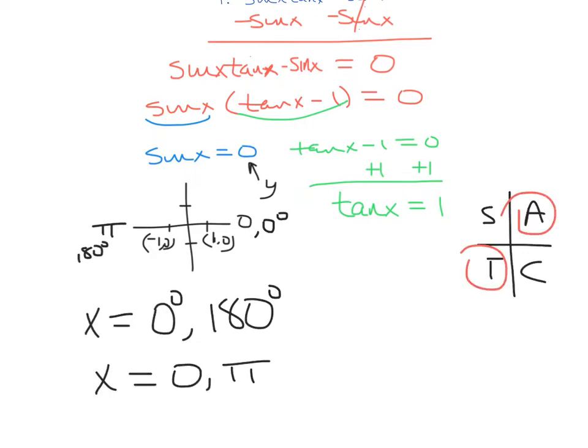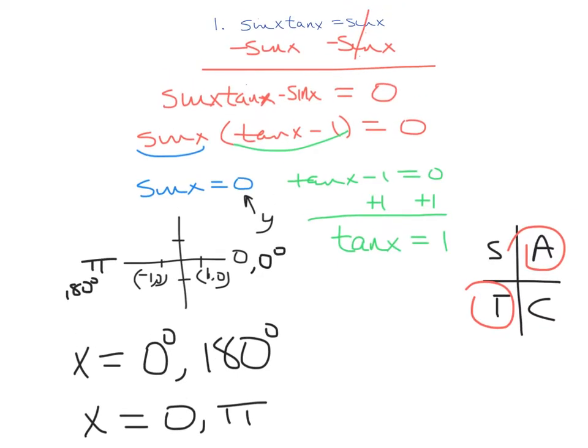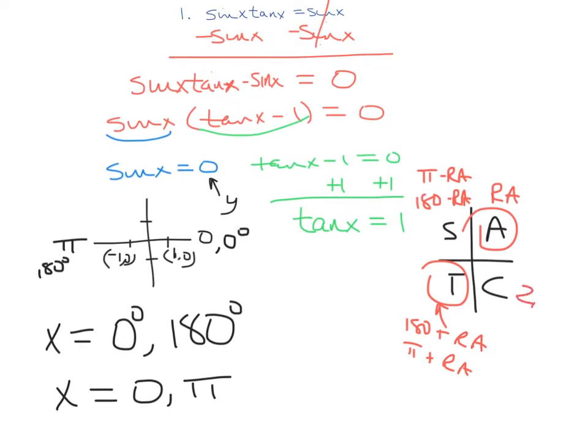So again, if you're doing it in degrees, in quadrant 2 this would be 180 minus the reference angle. In radians, you would do pi minus the reference angle. For quadrant 3, this would be 180 plus the reference angle, or pi plus the reference angle. And then in quadrant 4, it's 2 pi minus the reference angle, or 360 minus the reference angle.